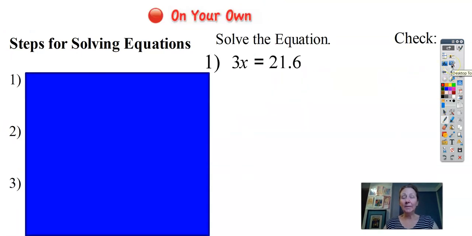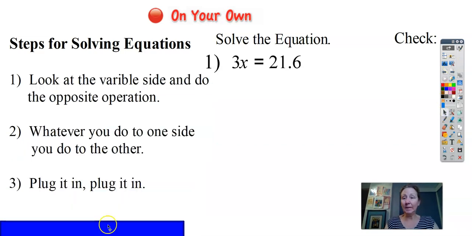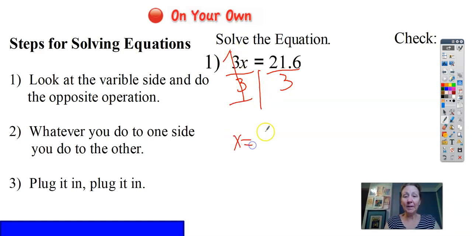Okay, so now I have an OYO. It's a little bit of a decimal. The steps are the same. Look at the side with the variable. The opposite of multiplying by 3 is dividing by 3. I divide both sides by 3. 3 divided by 3 is 1. x equals 7.2.